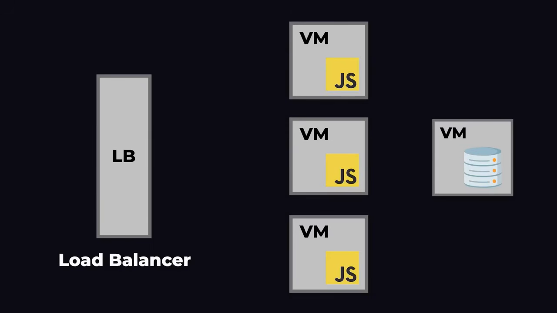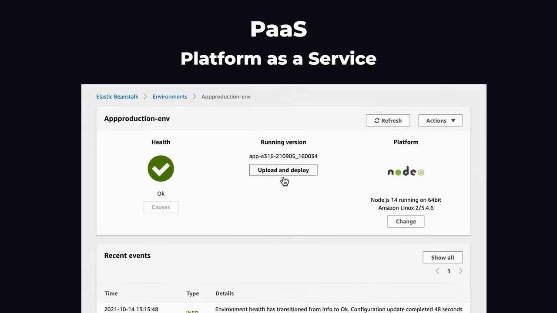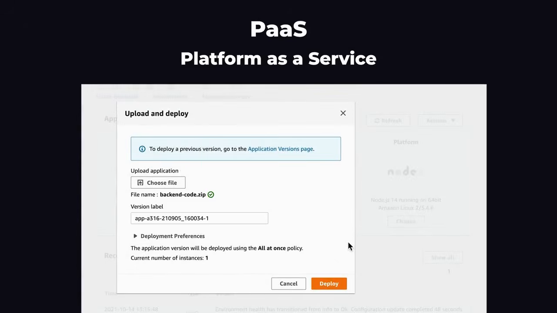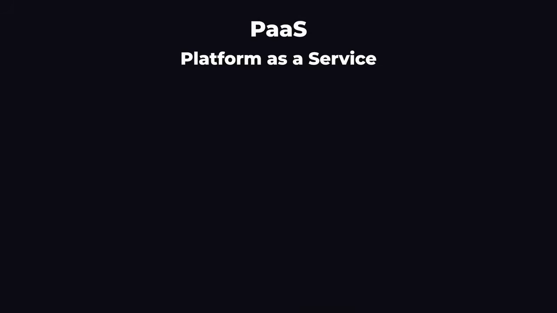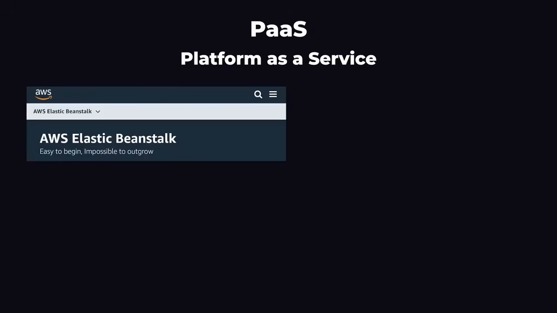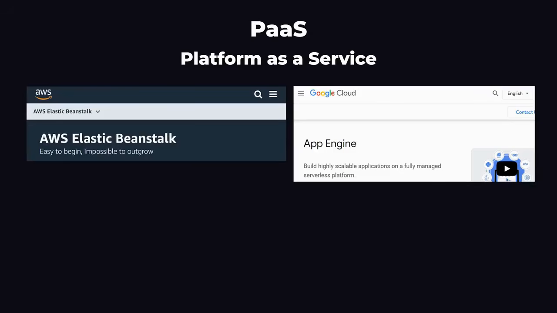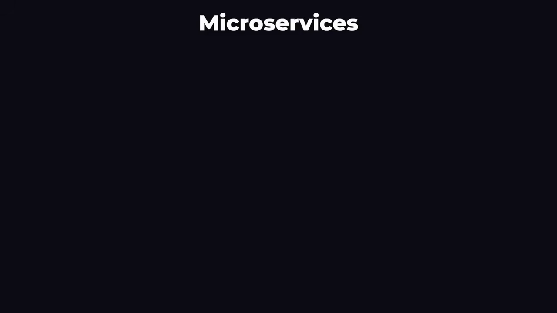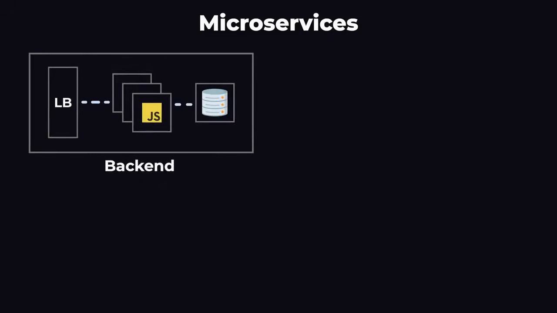But we still have another problem. We have a lot of VMs that we need to create and set up, and it takes a lot of time and effort. So the cloud computing companies offer another service called PaaS, platform as a service. It will set up all the VMs, including the load balancer, and integrate everything for us. The three most popular PaaS are Elastic Beanstalk for AWS, App Engine for GCP, and App Service for Microsoft Azure.